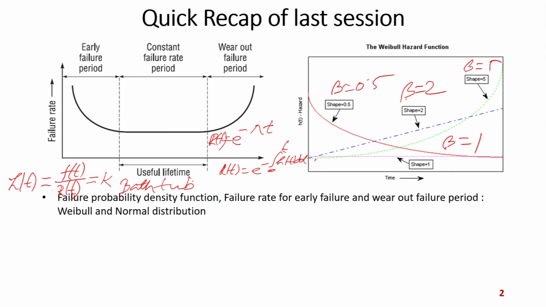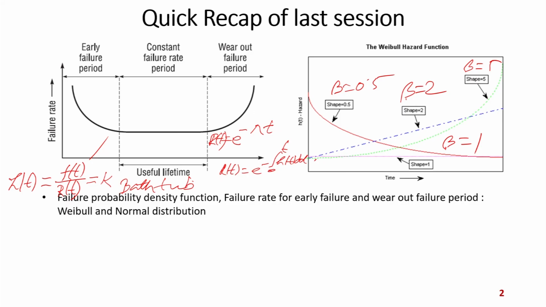Also, we have seen that we can use the normal distribution or Gaussian distribution to represent the wear out period. I also mentioned that the infant mortality period can be avoided by burn in tests of the components, and when you qualify those components through burn in testing, the probability of infant mortality will be reduced.